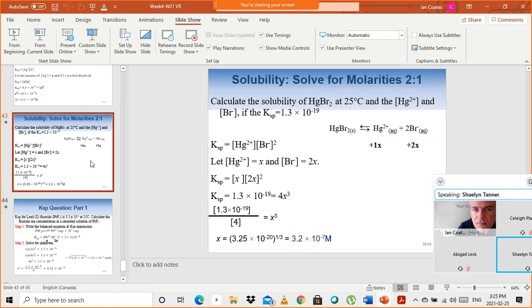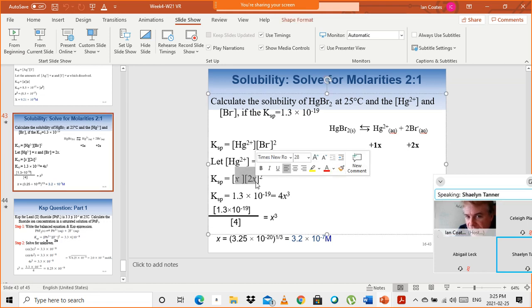Is that why you have the X cubed? Oh yeah, that's, yeah. Like 2X plus 2X is equal to 4X. And so if there were 4 bromines instead of the 2, would it be X to the power 5? Yeah, you're not really adding here, you're multiplying.